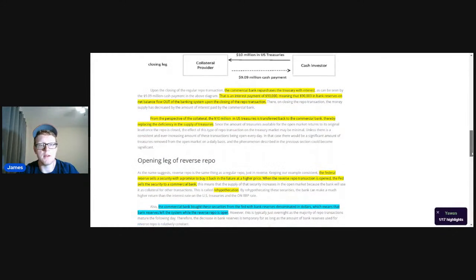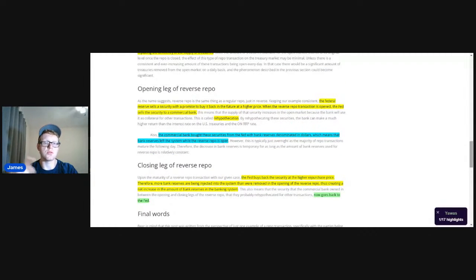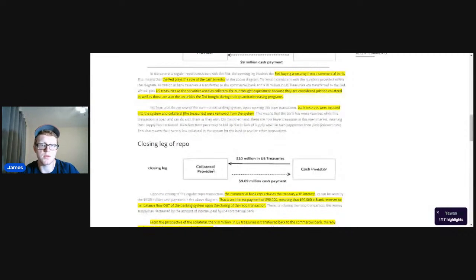Okay, and so now we have reverse repo, which is the same type of transaction, just the roles are switched. So in this case, the Fed sells a security with the promise to buy it back in the future at a higher price, right? So now the Fed is the seller of the security. So now the Fed is the collateral provider in our graphic up here, right? So now this is the Fed and this is the commercial bank. That's why it's called the reverse repo, because they switched roles. But the same transaction is kind of happening. It's just that the roles are switched.